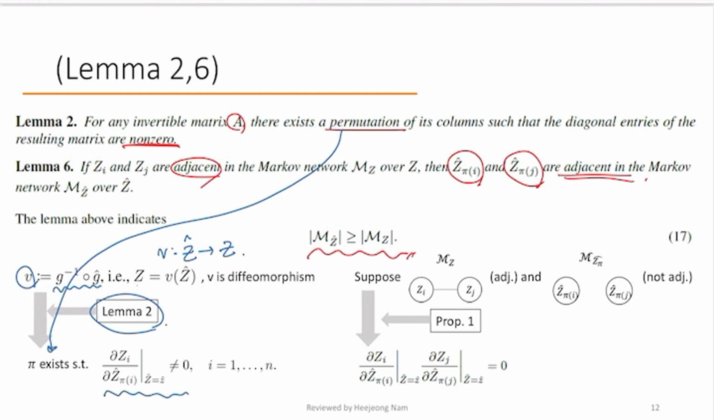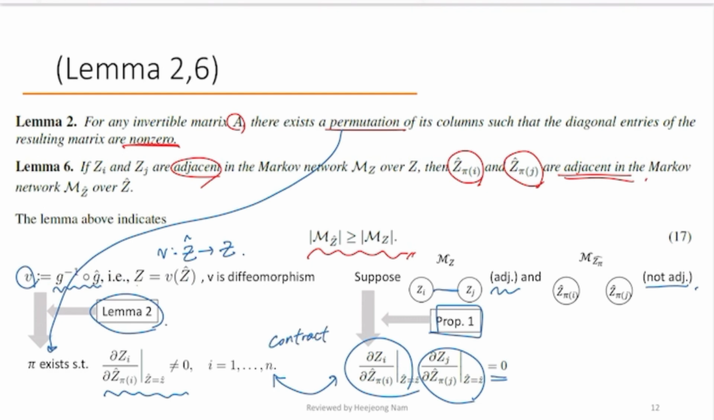where i spans from 1 to n. And also, suppose that the ith latent and jth latent in the true Markov network are adjacent, but the z hat pi i and z hat pi j are not adjacent. By using proposition 1, we know that this multiplication of two derivatives is equal to 0. And the left equation and the right equation contradict each other. So it is true that if two nodes in the true Markov network are adjacent, the recovered one is also adjacent.